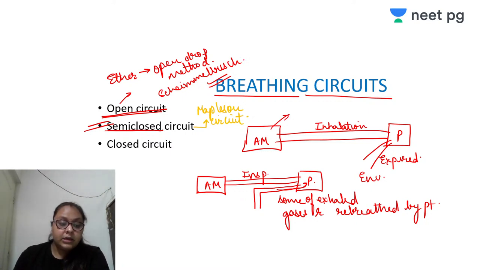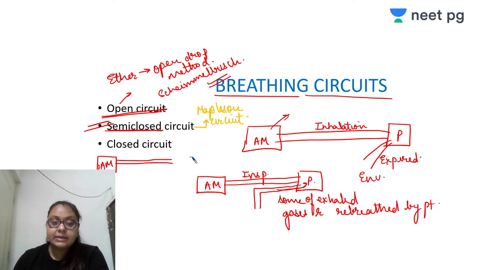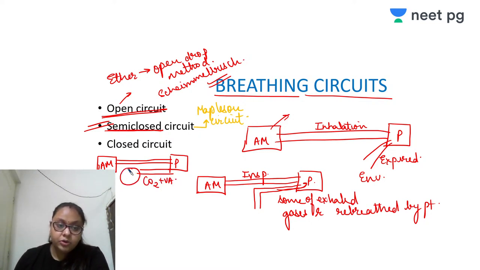अब क्लोज सर्किट, what do we mean by the closed circuit? See, the closed circuit is this, this is the anaesthesia machine. यहाँ से एनेस्थेटिक गैसेज गई पेशेंट तक. ठीक है, पेशेंट ने जो एक्सपायर किया उसके अंदर क्या होगा? कार्बन डाइऑक्साइड प्लस सम ऑफ द वोलेटाइल एनेस्थेटिक. Now this will go through the carbon dioxide absorber.